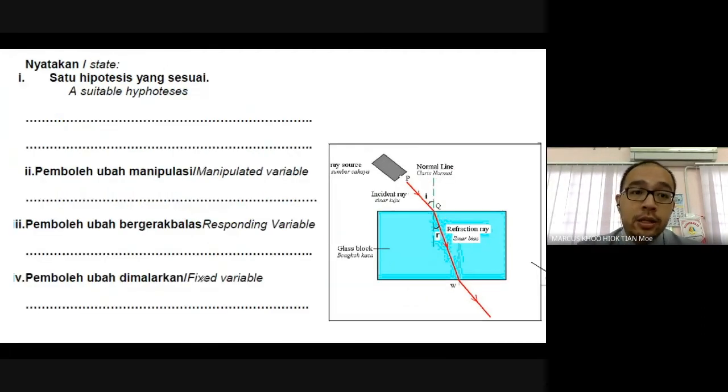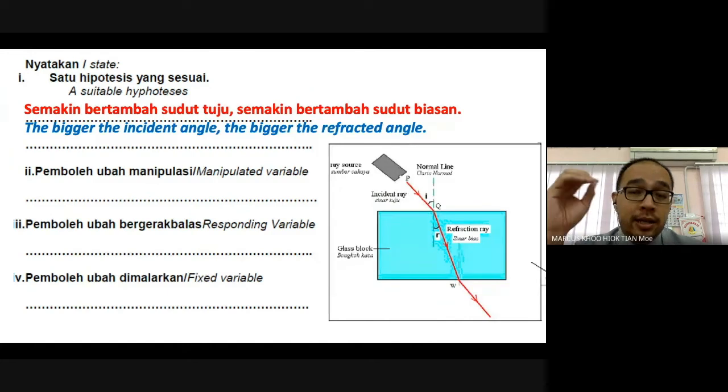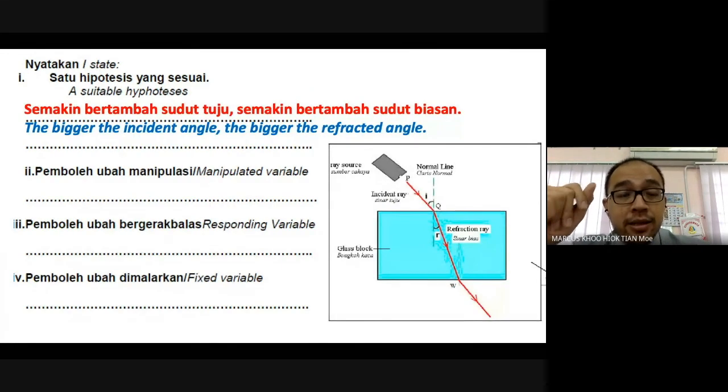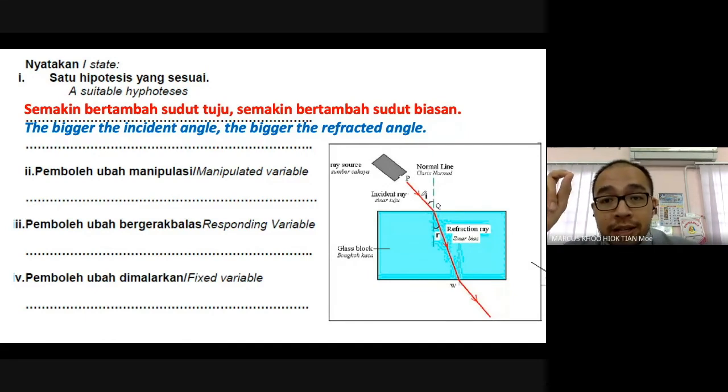And the next one is, of course, to write the hypothesis. Actually, it's the bigger the incident angle, the bigger the refracted angle. Okay, when I increase this, you're going to find that this refracted angle is also going to increase.